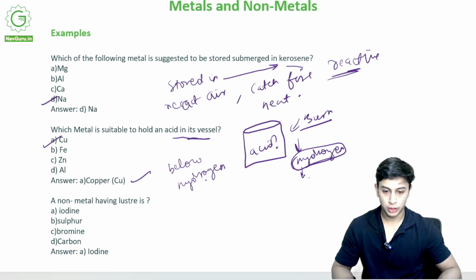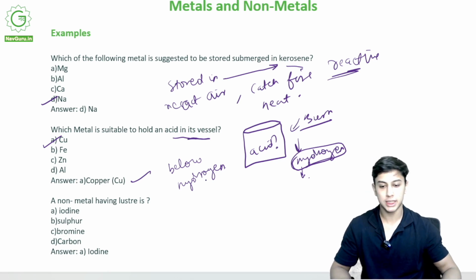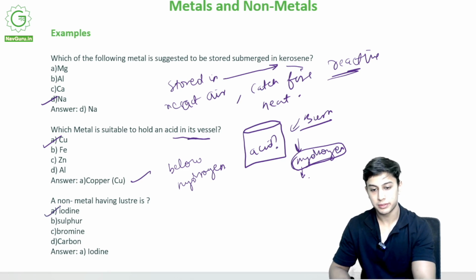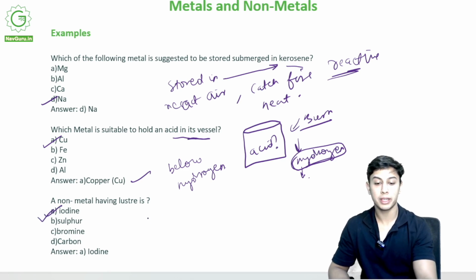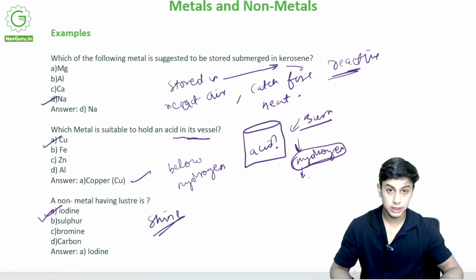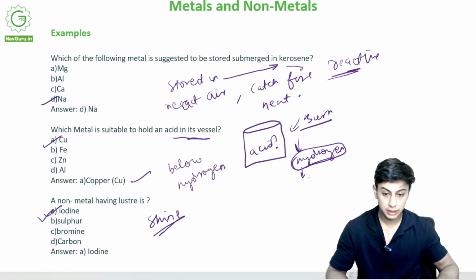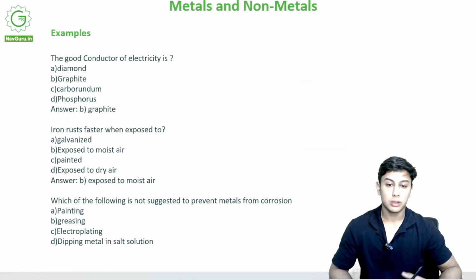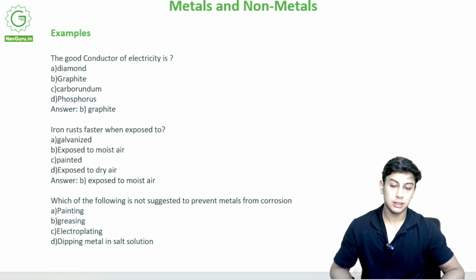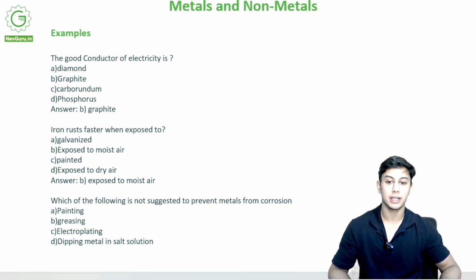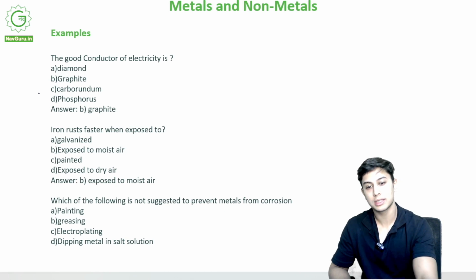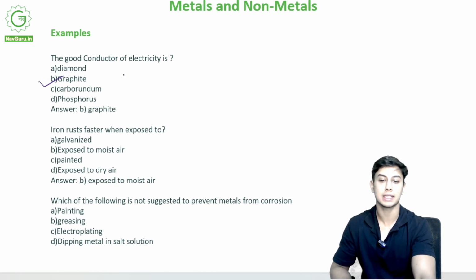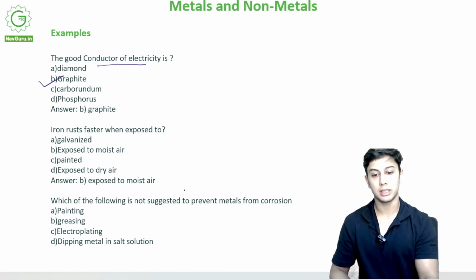A non-metal having luster. What is luster? Shine. Iodine. Iodine is a non-metal having shine. This is an exception. Non-metals don't shine. Remember I told you, but iodine does. The good conductor of electricity is diamond, graphite, carborundum, phosphorus. We all know it is graphite. Graphite is the exception. That is a good conductor of electricity.